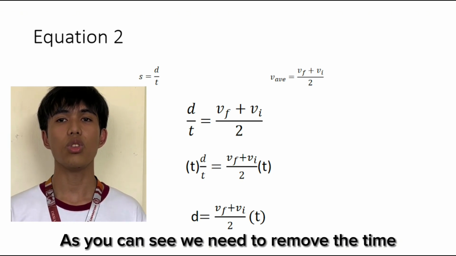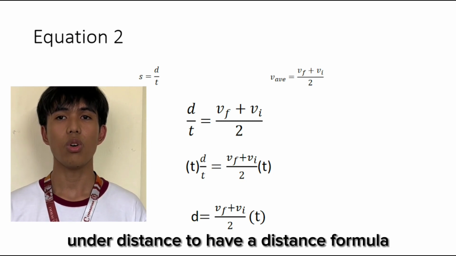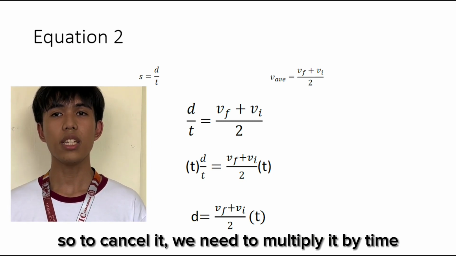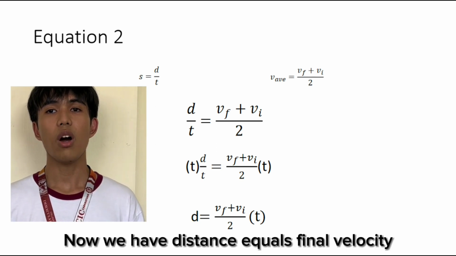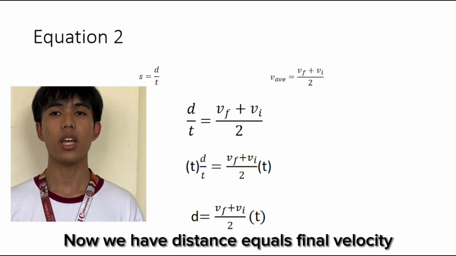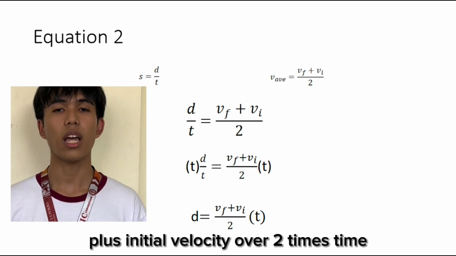As you can see, we need to remove the time under distance to have a distance formula. So to cancel it, we need to multiply it by time on both sides of the equation. Now we have distance equals final velocity plus initial velocity over 2 times time.